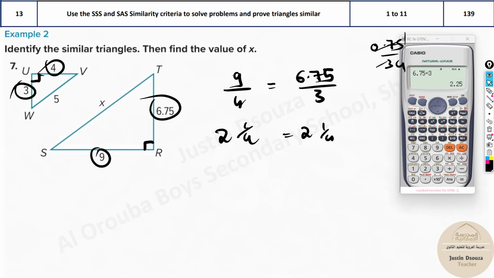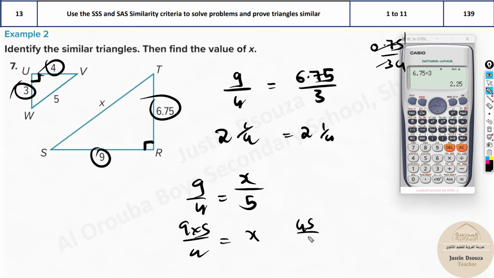So now choose any value over here. I will choose this value, 9/4. 9 by 4 equal to, now don't use the 6.75, no, use x divided by phi and now solve it up. 9 times phi by 4 equals x. 9 phi's, 5 nines are 45, divided by 4, it will be 11.25. So this is the answer.